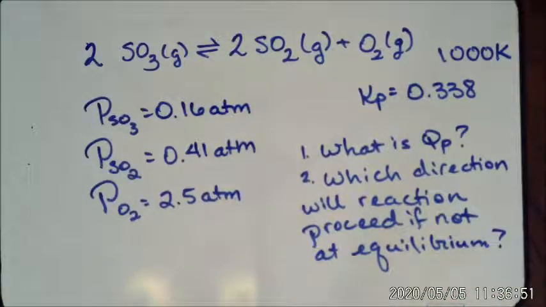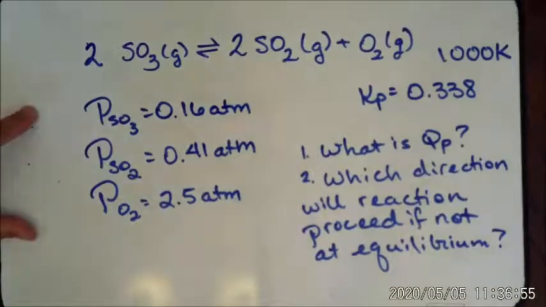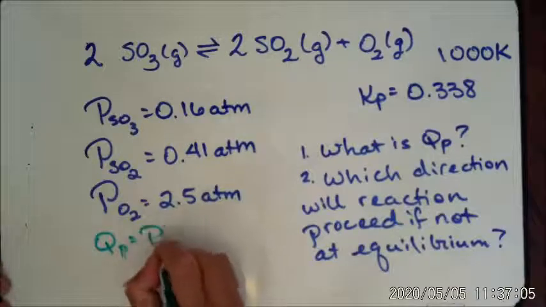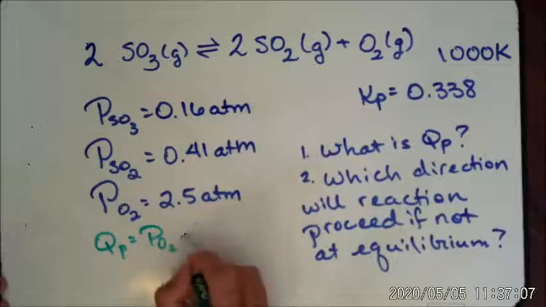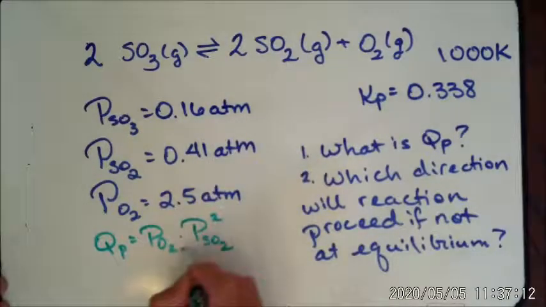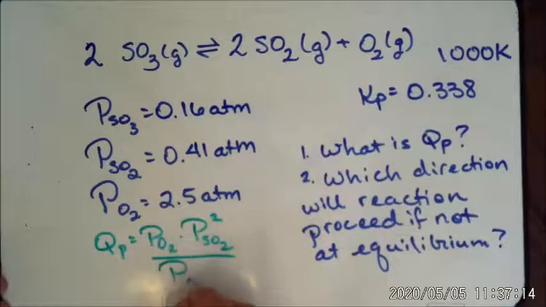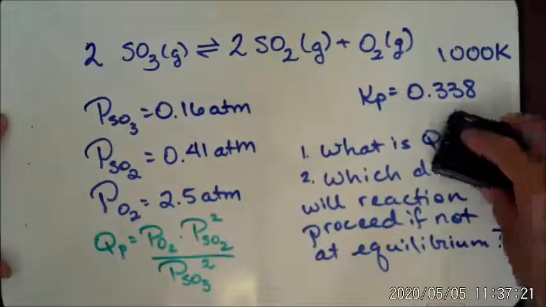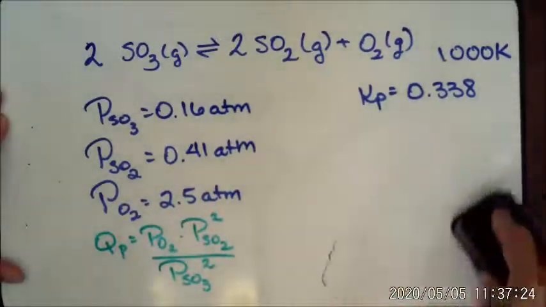Okay, so let's take a look. QP is equal to the partial pressure of oxygen times the partial pressure of sulfur dioxide squared, divided by the partial pressure of sulfur trioxide squared. Okay, so now that we know that, let's go ahead and calculate it out.